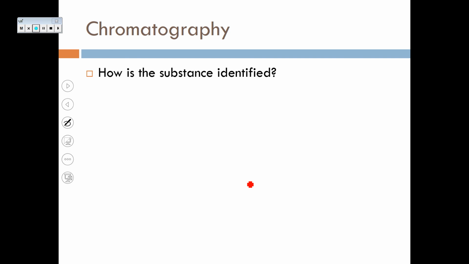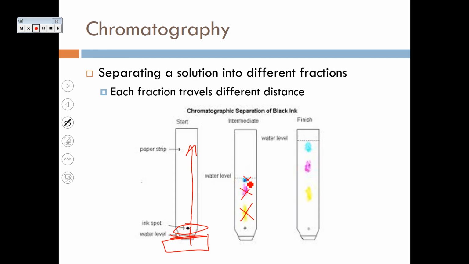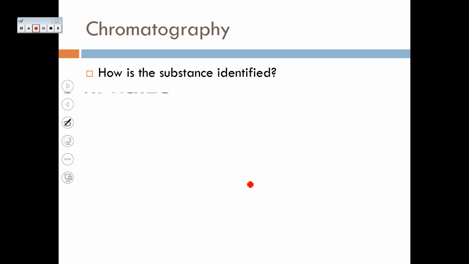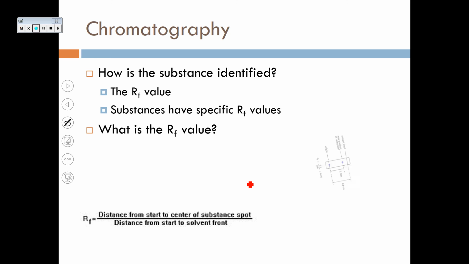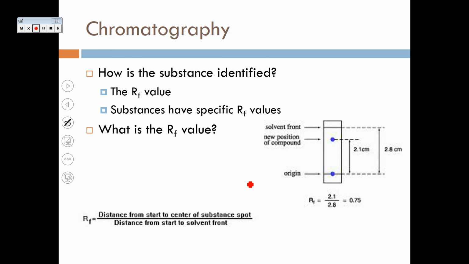How do you actually identify the substances then? So you have, in this case, 3 different substances. How do those dots help you identify what solutions you have there? It is based on a quantitative measurement called the RF value. Each substance has a specific RF value. An RF value is just a ratio of distances. It is the distance from the start to the center of the substance spot divided by the distance from the start to the solvent front.